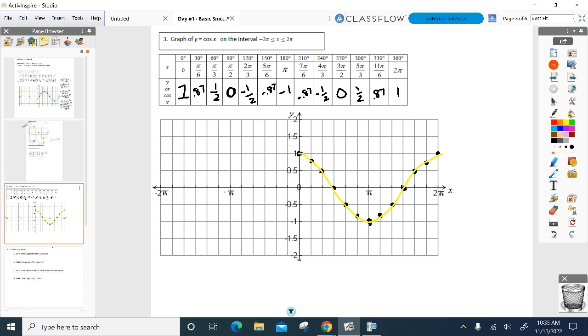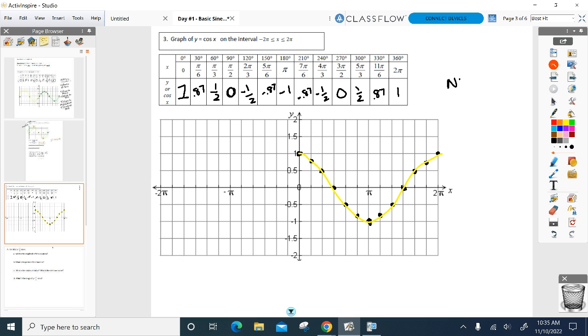I ask you guys to keep graphing, on the negative side too. I'm going to see it again. Okay, that right here, what you see is one full sine curve, or cosine curve.